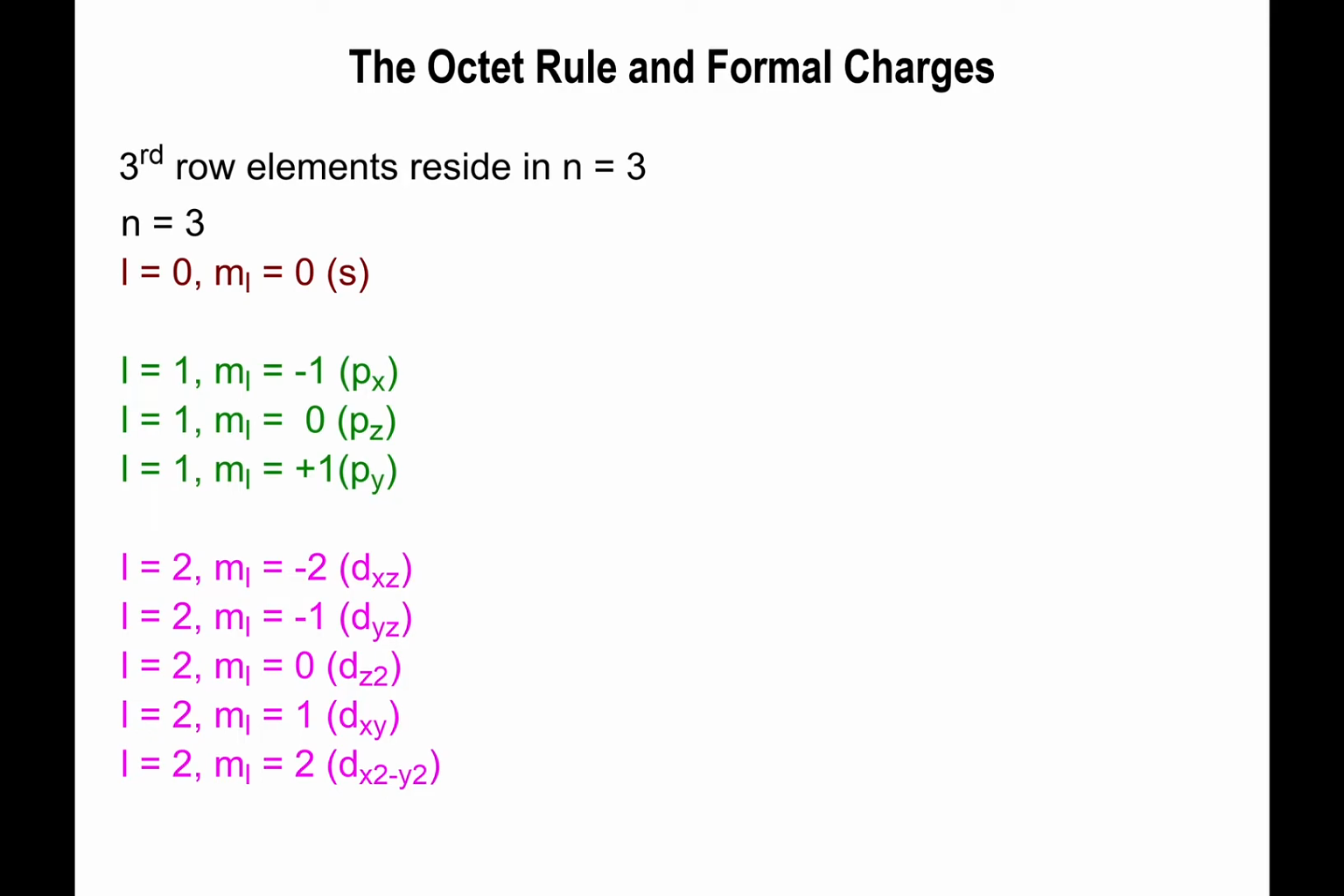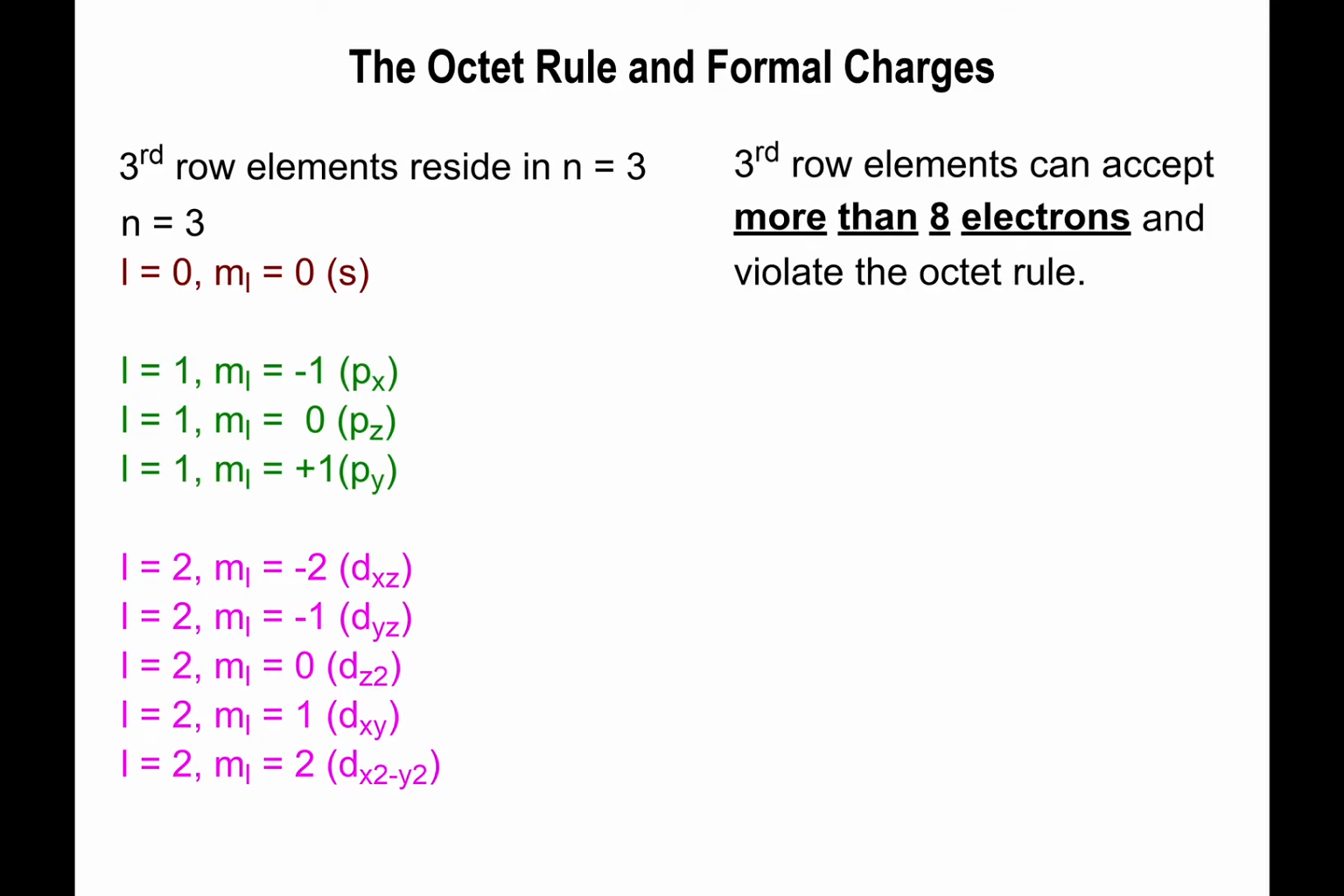What you can see right now is that you actually have a total of 9 orbitals available in the third energy level. And what this means is that elements that are below the second row have enough space available to accommodate more than 8 electrons. The octet rule is only crucial to follow for second row elements because they don't have enough orbitals to accommodate extra electrons. But third row elements, fourth row elements, fifth row elements, sixth row elements, they have more than enough orbitals to have more than 8 electrons.